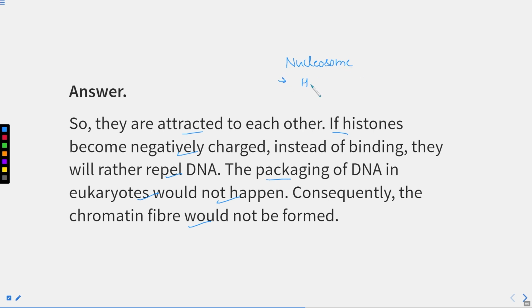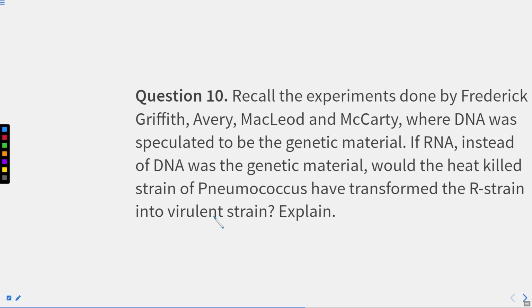And what is a nucleosome? I've already shown you. It is made up of the histone octamer and the DNA is coiled around it. And how much DNA? 146 base pairs of DNA are coiled around it. Okay, this is clear. Nucleosome is the structural and functional unit of chromatin. So that's why chromatin fiber will not form if nucleosomes are not formed.